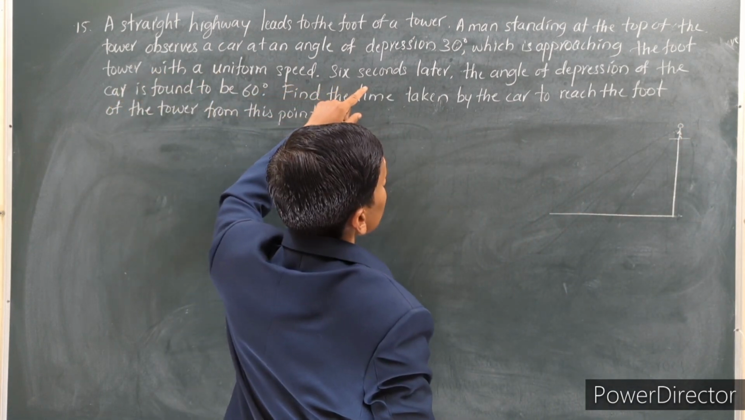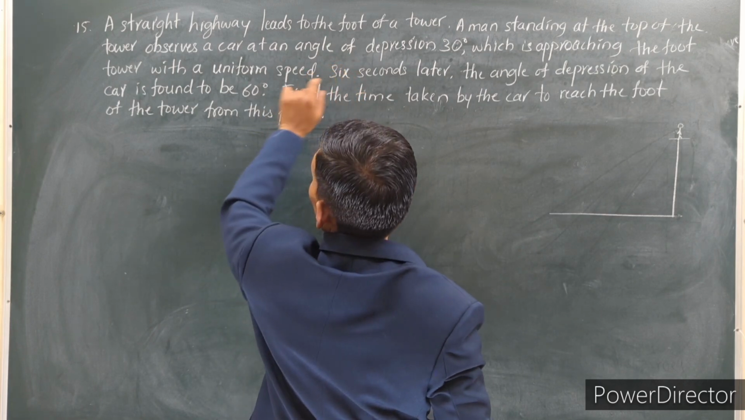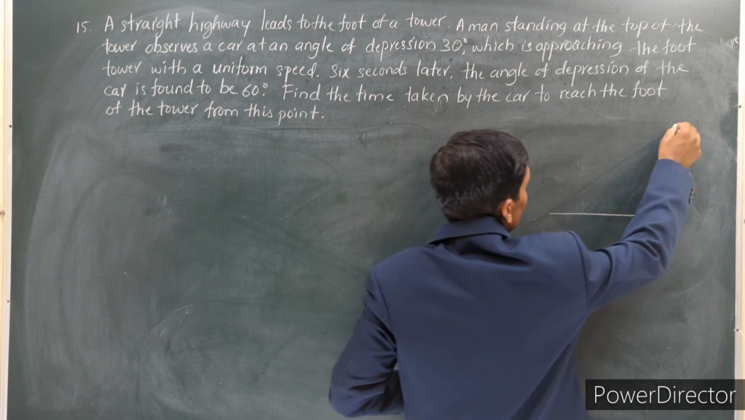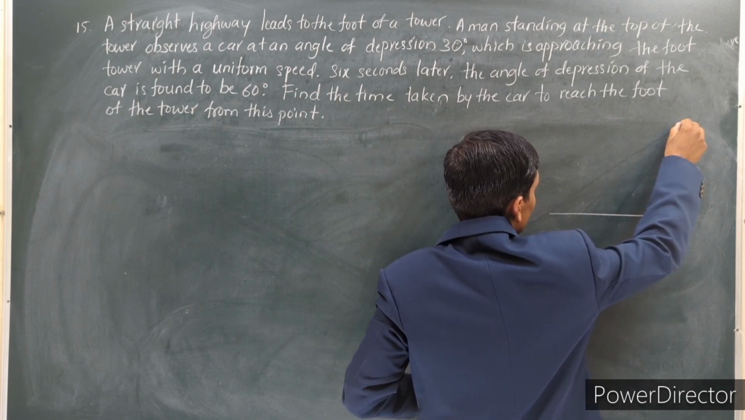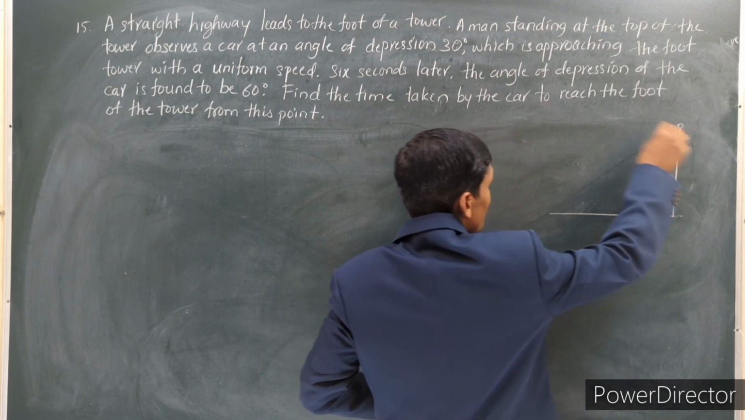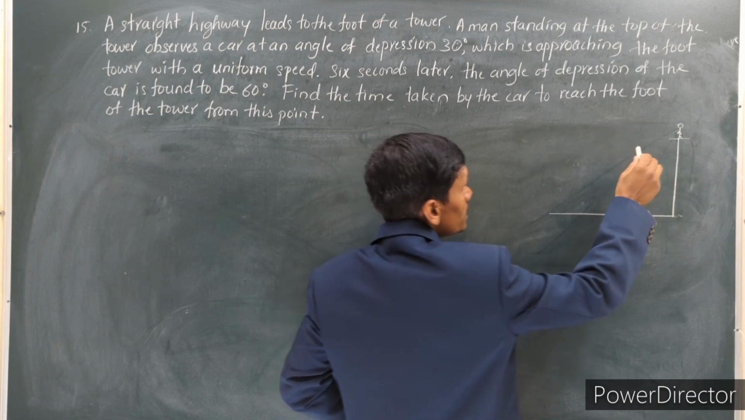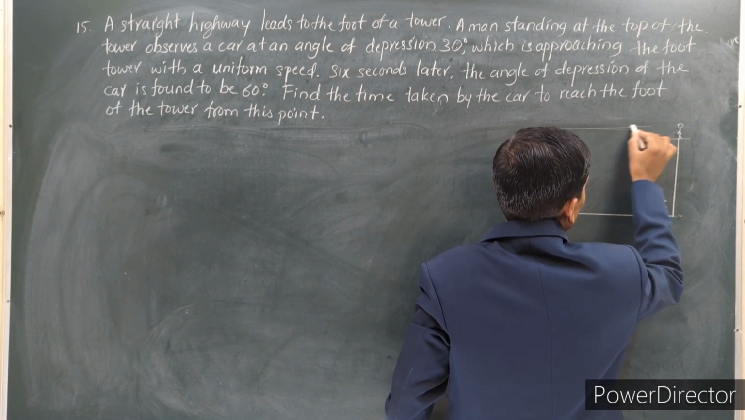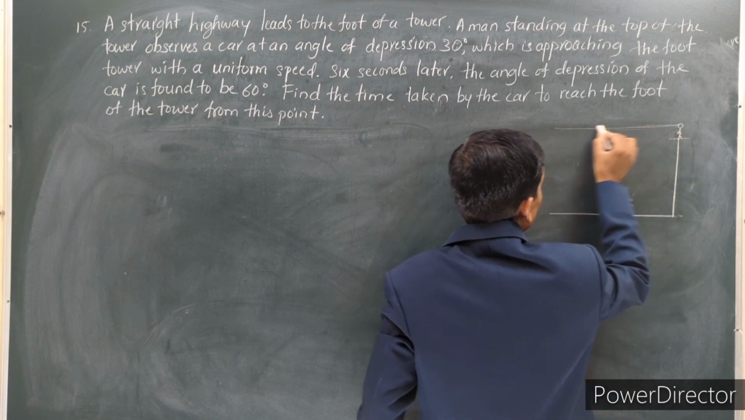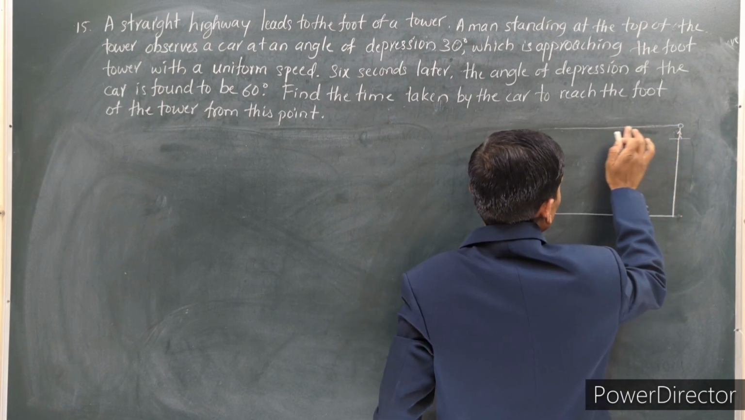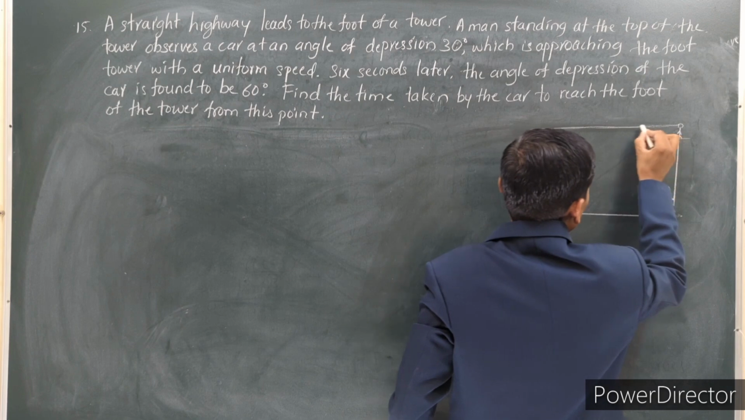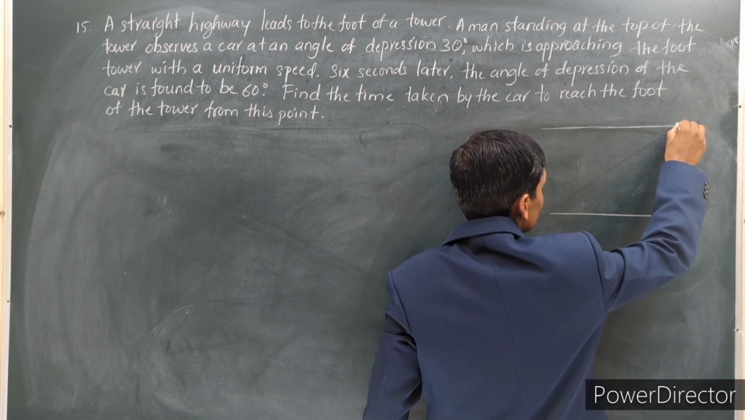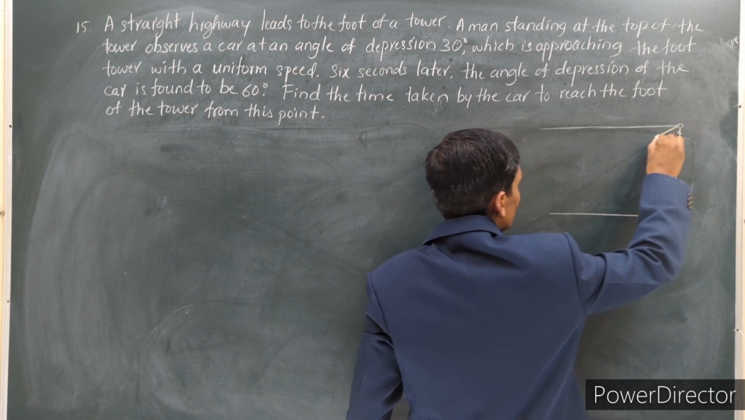Observes a car at an angle of depression 30 degree. He is looking down here. He is observing a car at an angle of depression 30 degree. How do you take this angle of depression? If you are considering anything from a higher level, you need to show the horizontal there first, right? You have to show a horizontal line. With this horizontal line, you show the angle of depression, that is 30 degree.